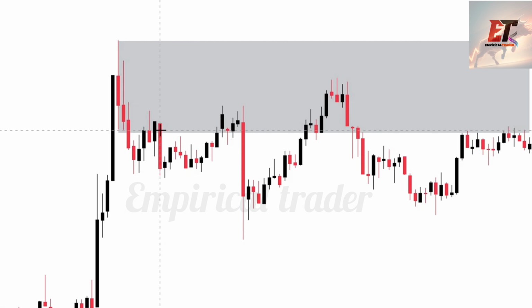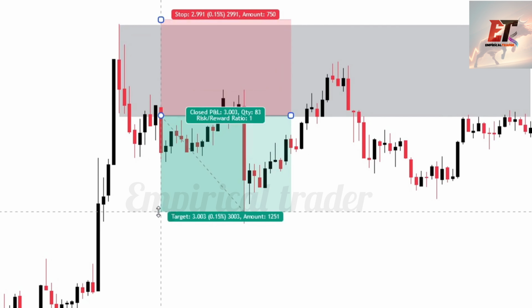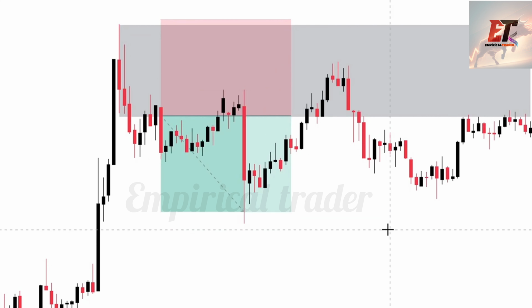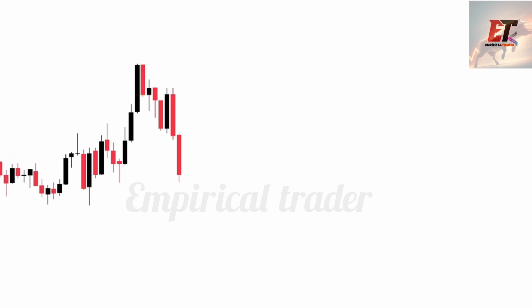If we would have taken this position, we see it hits as a win. But the risk to reward ratio is very low, and in the long run, we need a higher win rate to compensate. So we do not want to take such setups. Let's take a look at the next example and explain the next thing we want to avoid.